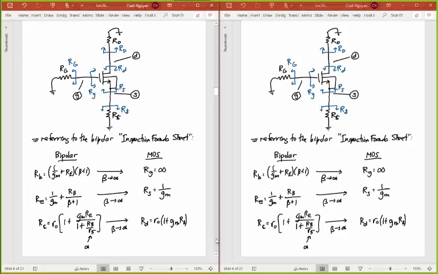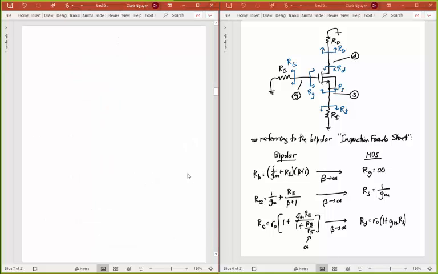That's why I like to teach bipolar first, then cover MOS. And in 140, MOS may be the more important device for you to be using because that's all integrated. But that inspection analysis you'll find for small signal is going to be even easier for MOS than for bipolar. Okay, and so those are the resistances. Now let's just get the gains.